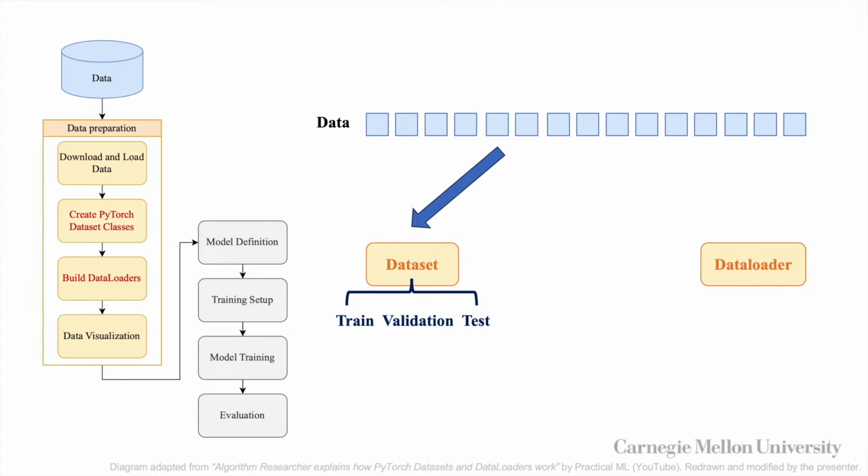Each split corresponds to a different dataset instance, because we often want to handle them separately. For example, applying different transforms, or not shuffling in the test set.